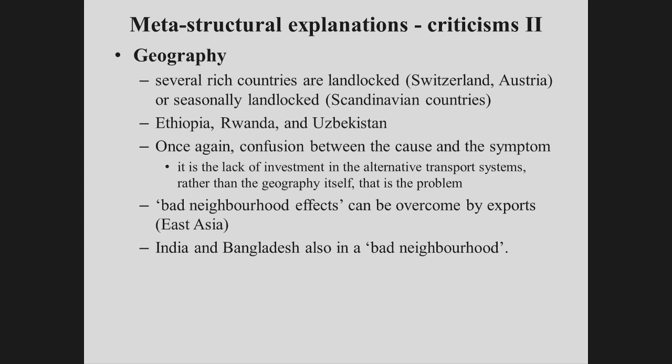Well, the point here is that there are many alternatives to sea transport. There's river, there's rail, there's road. Today, even air transport is becoming quite important for export of certain things like flowers, which Ethiopia exports a lot. And you can always get linked to other countries' transport systems. Ethiopia has been, since the secession of Eritrea, using Djibouti as its main port. And of course, you have to build a rail link and so on, but that's what they did. So all of this suggests that, once again, these people are confusing the cause and the symptom. It is the lack of investment in alternative transport systems rather than geography itself that is the problem.